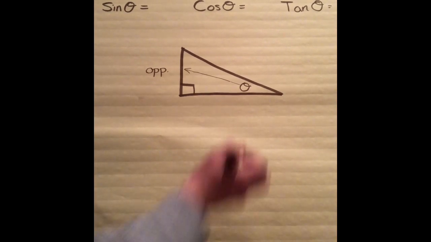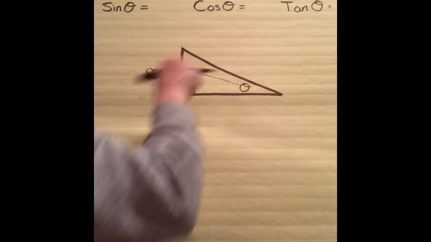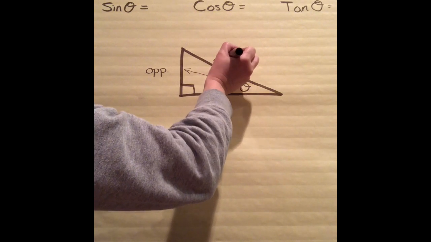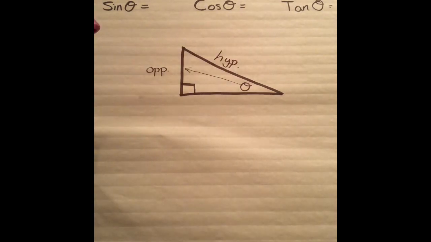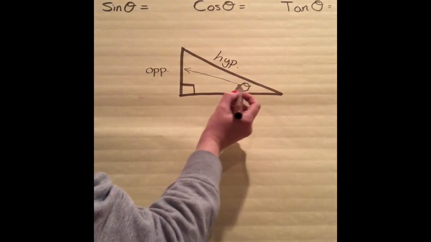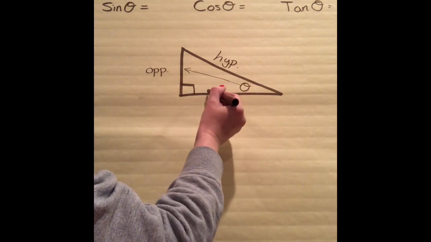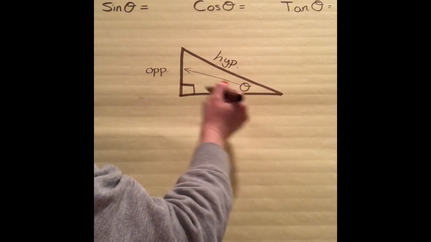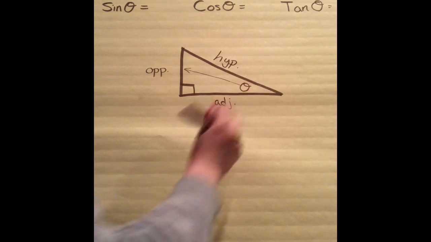The hypotenuse is the side that's across from the right angle. Hypotenuse. Just hype. And the adjacent side is next to your angle. Adjacent means next to. And so the leg shares a side of the angle. Adjacent.